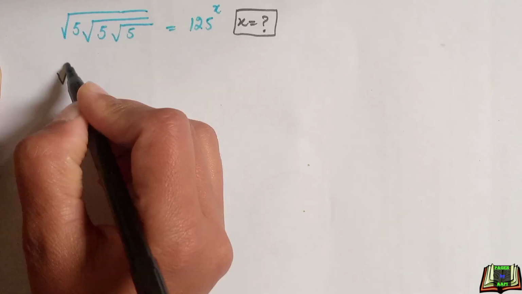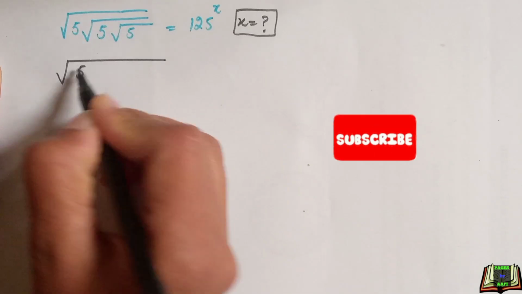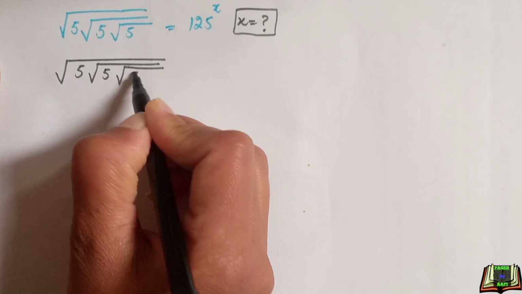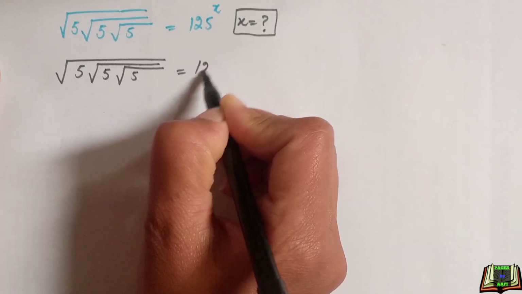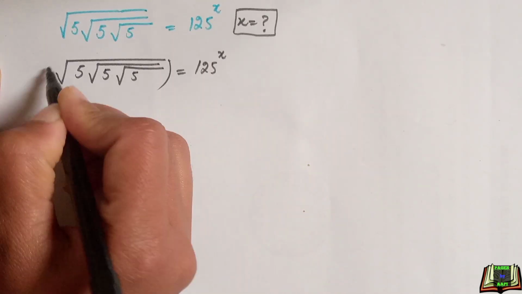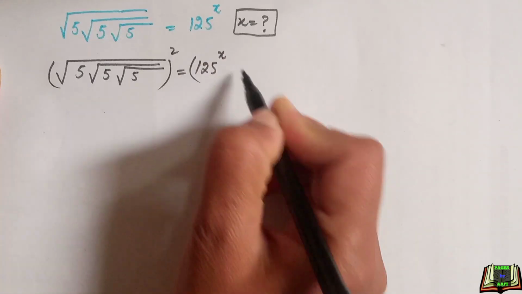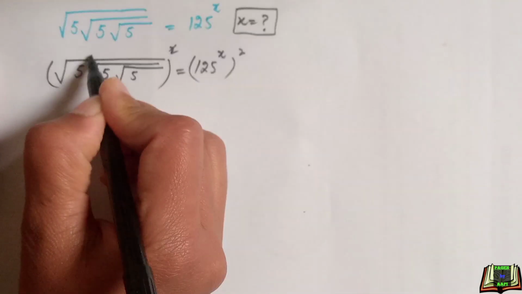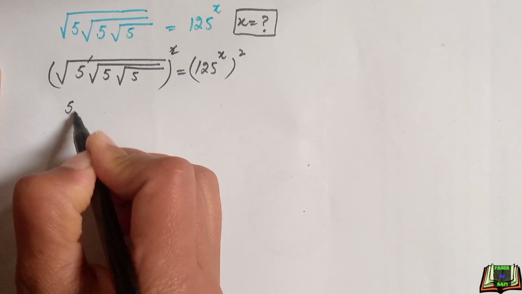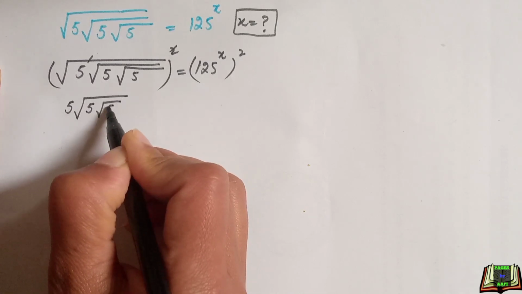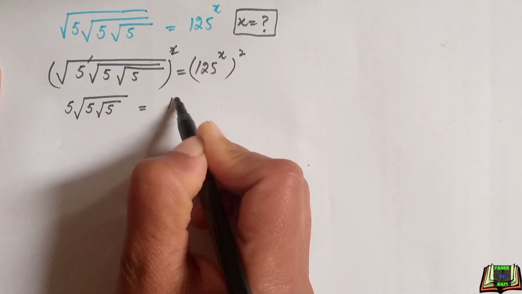It is given that square root of 5, square root of 5, square root of 5 is equal to 125 raised to the power x. We are going to take the square of this equation on both sides. So this square and outermost root cancel out. We are left with 5 square root of 5 square root of 5 is equal to 125.